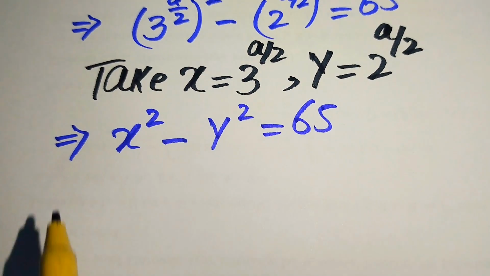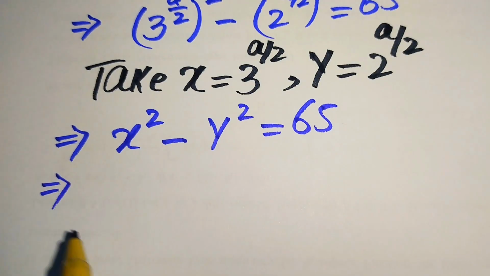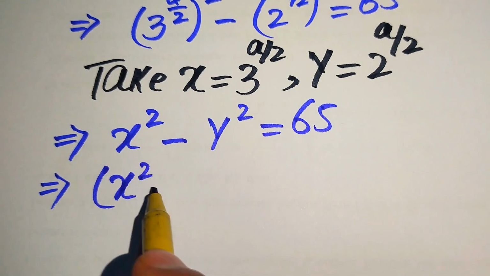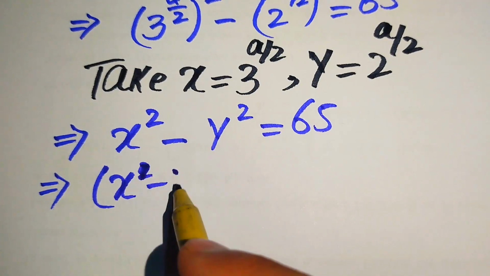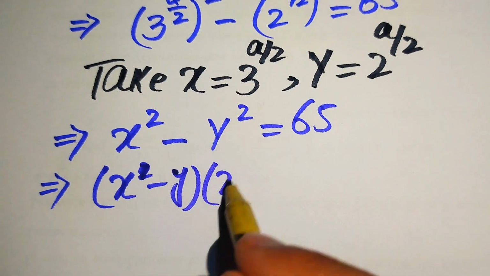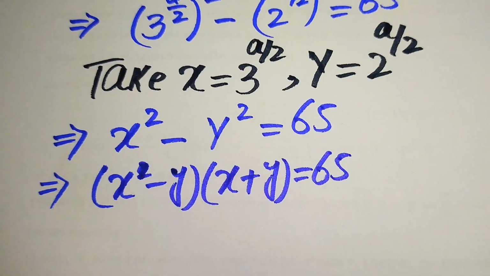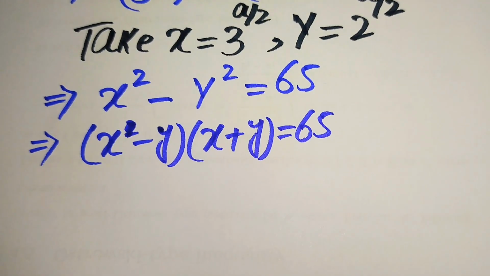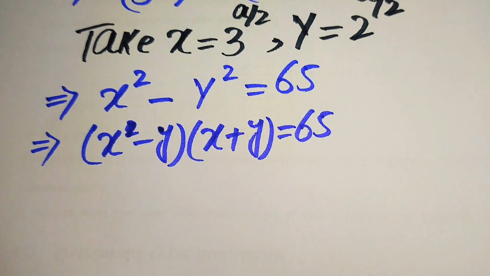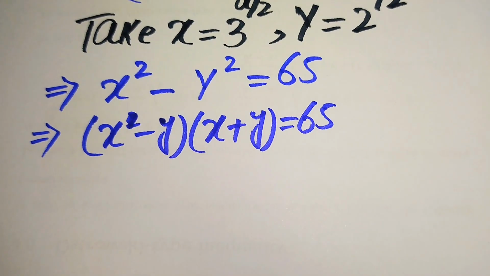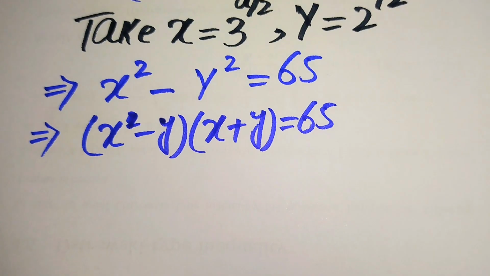And you see that our left hand side becomes a very famous algebraic formula. You know that x square minus y square equals x minus y times x plus y, and this equals 65. So you see that in the left hand side we have two factors multiplied by each other, but in the right hand side we have only one number. So we need to find positive integers whose product becomes 65.